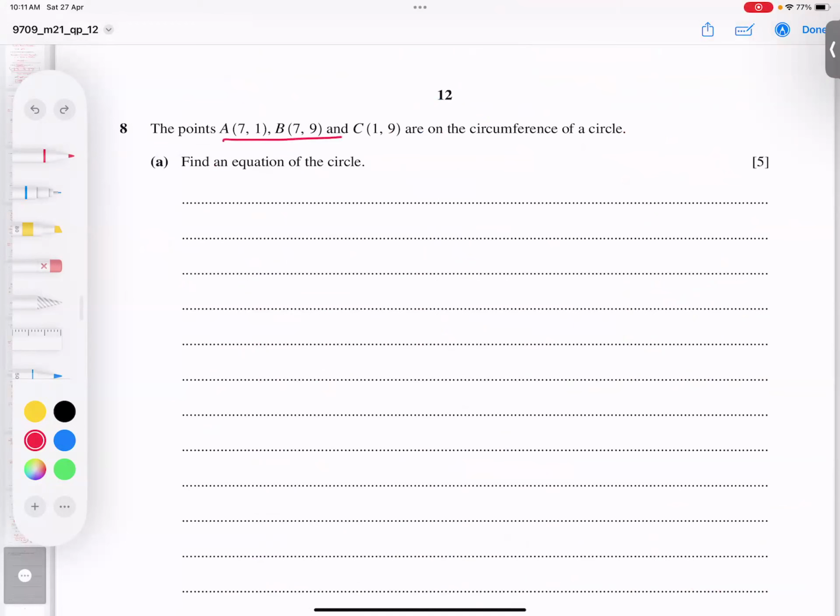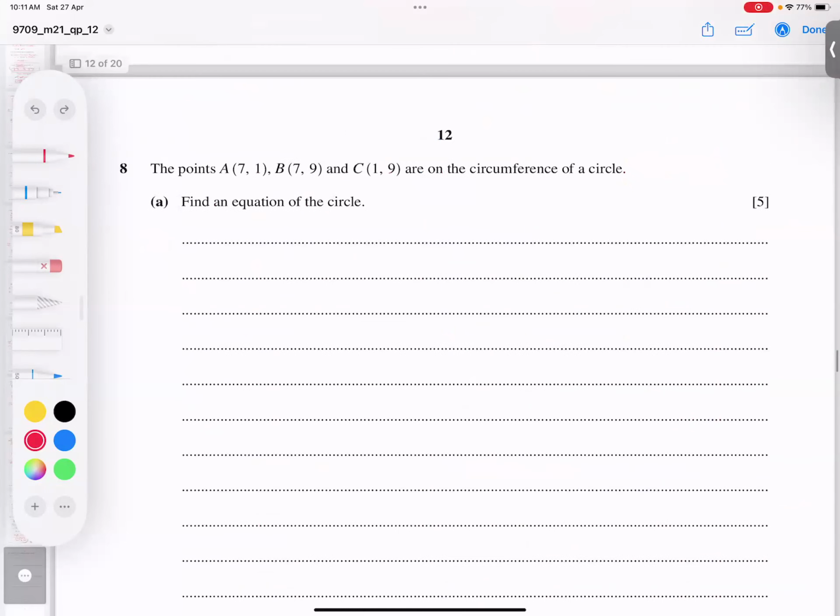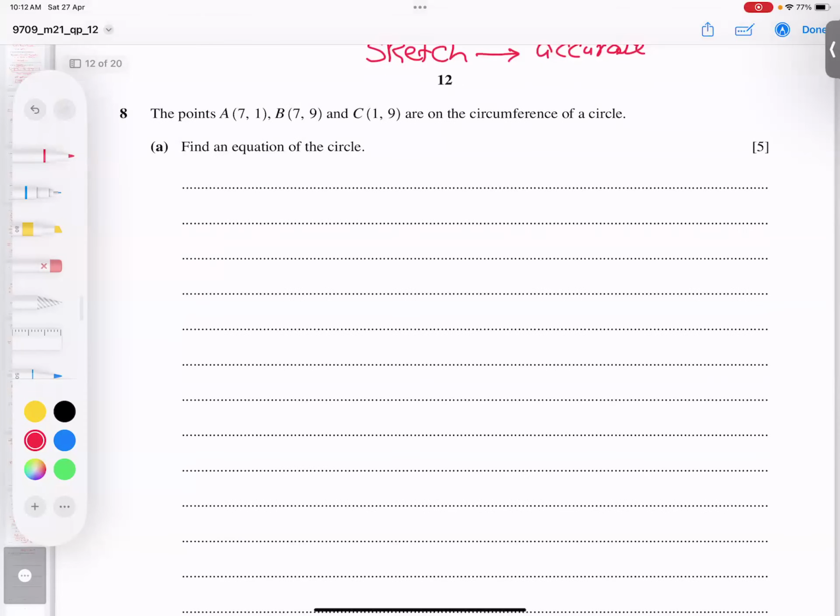Question number 8, ABC mentioned. I suggest every time a question on circles comes, please sketch, and not even a sketch, close to accurate. First of all, make your habit of a rough diagram with a pencil, 7, 1. So 1, 2, 3, 4, 5, 6, 7 and 1 here.